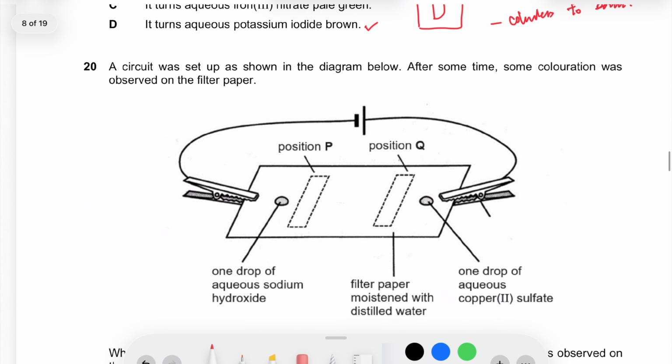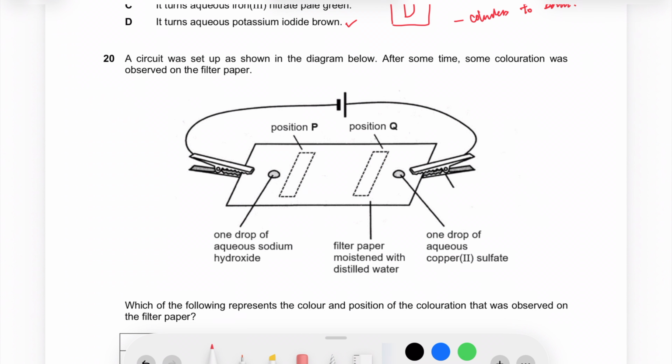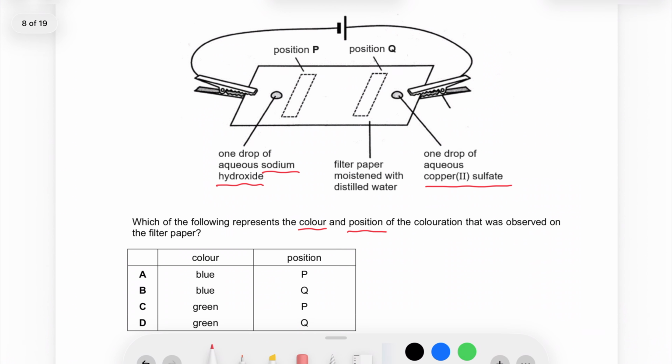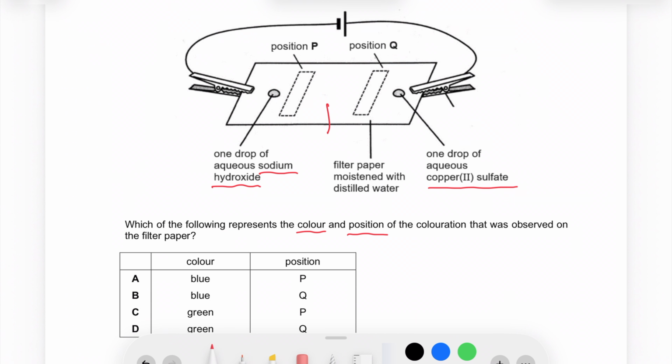Moving on, question 20. A circuit is set up. Some coloration appears. Starting from copper(II) sulfate, and this is sodium hydroxide. Which of the following of the color and the position will be observed on the filter paper? Most likely they will form copper hydroxide, which is your blue ppt.